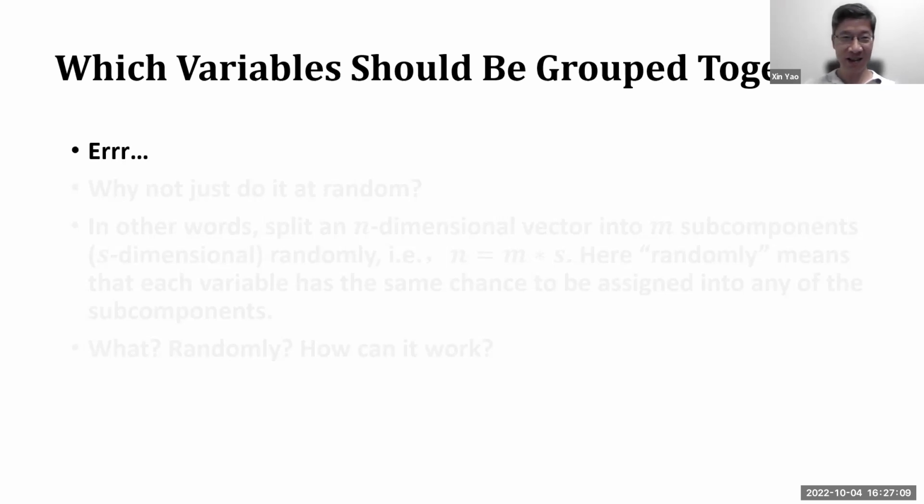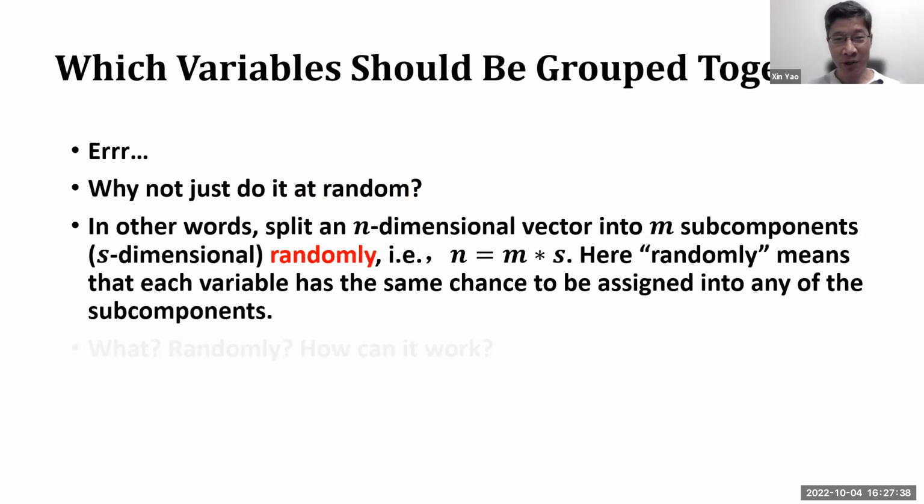What's the answer? Well, we don't really have an obvious answer unless we have additional information. Okay. If we don't have any domain information, well, what we can do is, why don't we do it at random? We really don't have any other choices because we don't have other domain knowledge. In other words, if I have an n-dimensional vector, I just split them purely at random. That means for every single variable, it has an equal probability to be put into any of the subcomponents. Okay, nothing very clever about it because I don't have any domain knowledge to be clever.